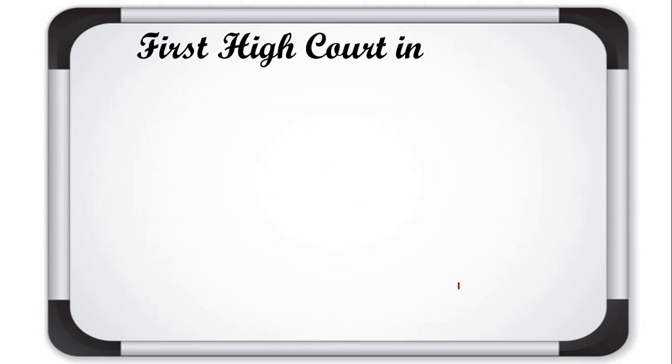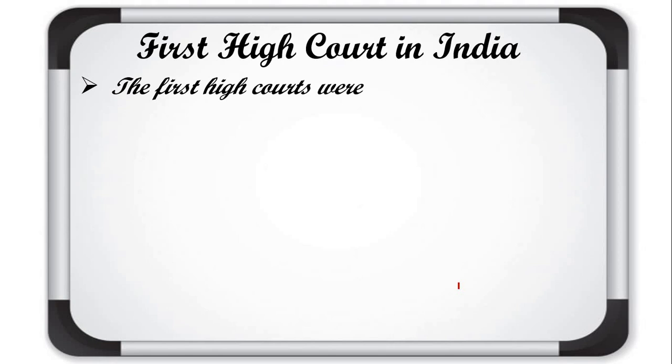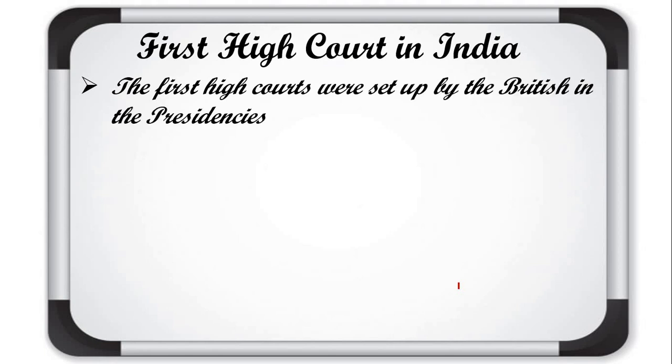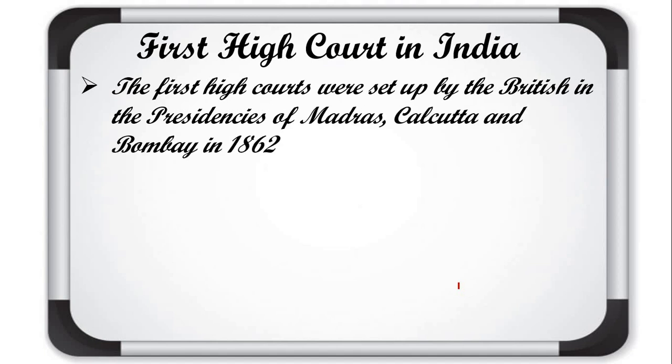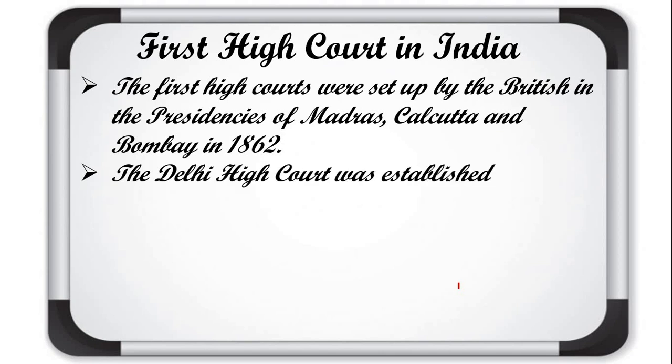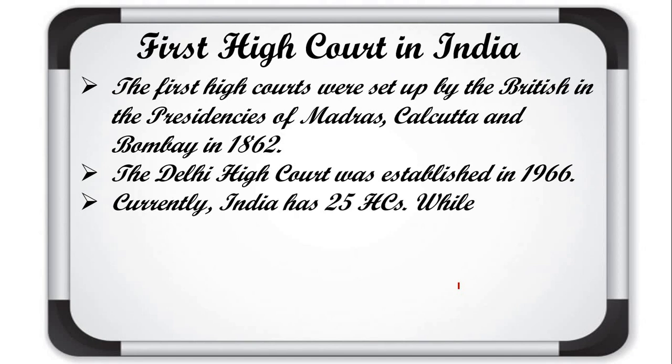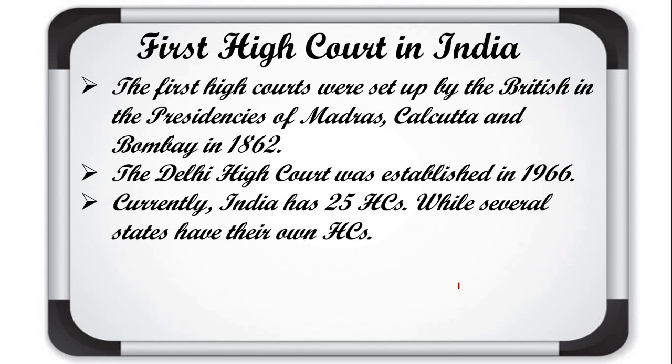Now we will discuss the first High Court in India and when it was set up. The first High Courts were set up by the British in the presidencies of Madras, Calcutta and Bombay in 1862. The Delhi High Court was established in 1966. Currently, India has 25 High Courts, while several states have their own High Courts.